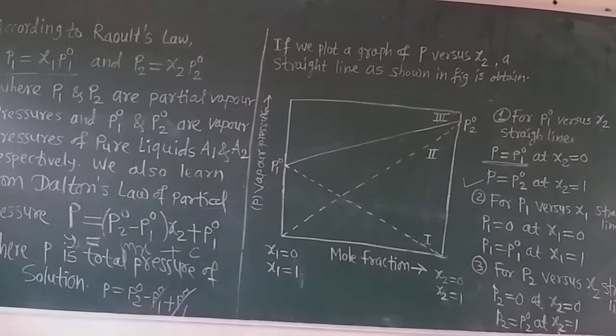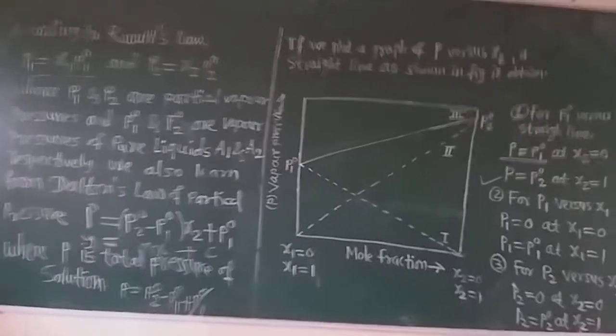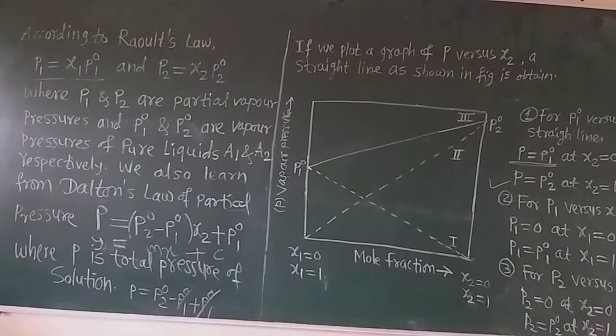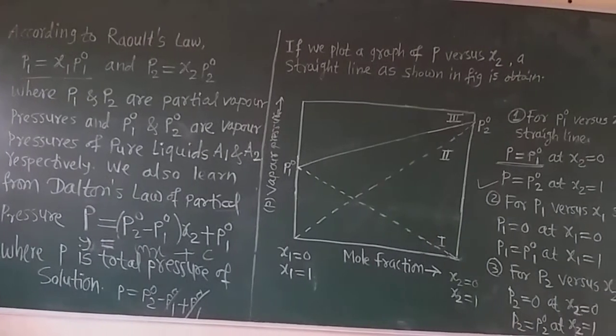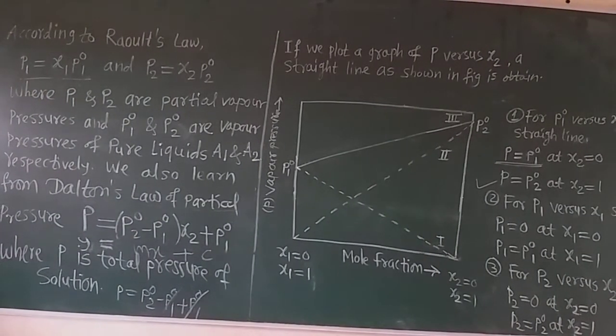Now the next topic is the composition of vapor. This is the composition of the liquid. Here we learned the vapor pressure in terms of the composition of the liquid. Now we have to learn the composition of the vapor phase. Try to understand this graph and how they have given the three aspects about this graph. You must learn that in detail. Now let us learn the composition of the vapor phase.